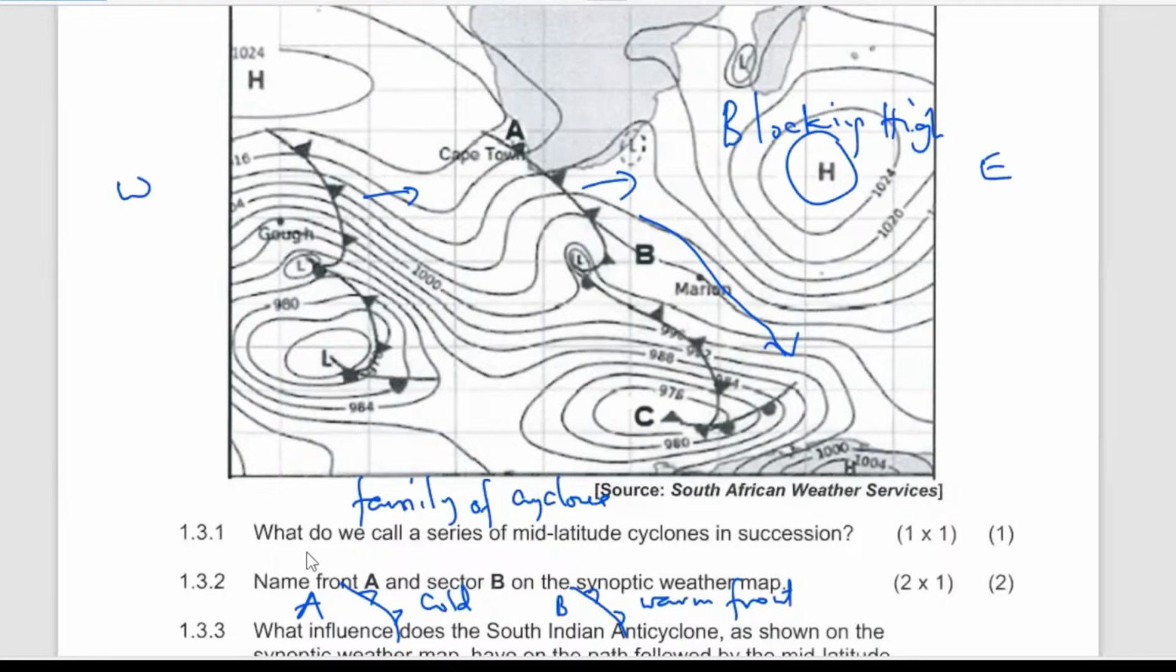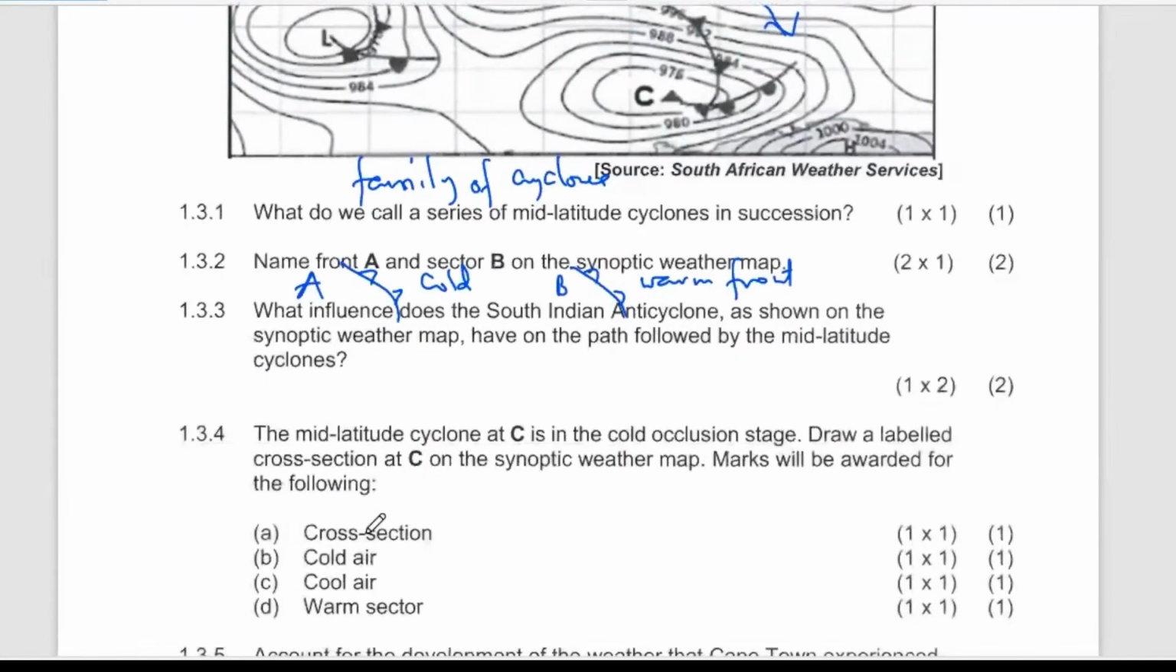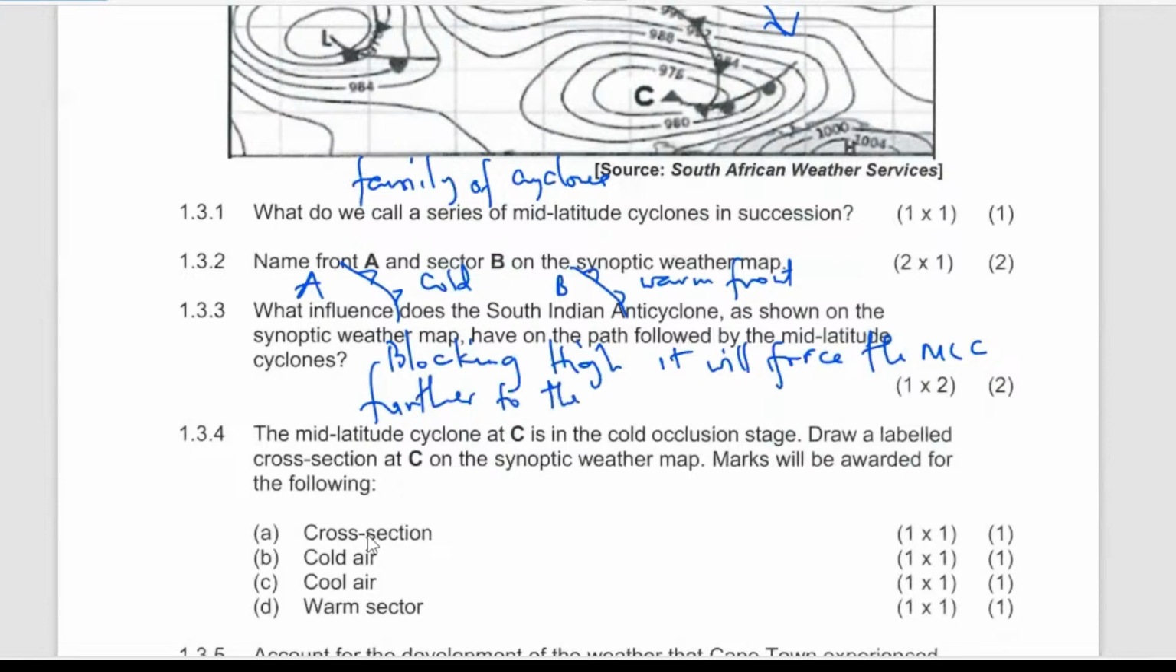They are being blocked by this high pressure cell, apparently changing their direction as they try to move towards the eastern direction. So we are saying our South Indian is also regarded as a blocking high. It acts as a blockade to the movement of the mid-latitude cyclones. Because of its presence, it will force the mid-latitude cyclone further to the south. They are forced further to the south because they are being blocked by the presence of the anticyclone along their way.